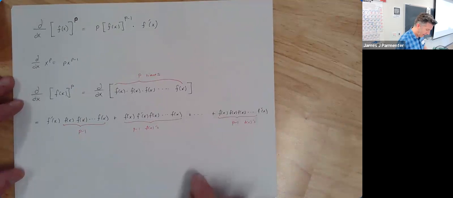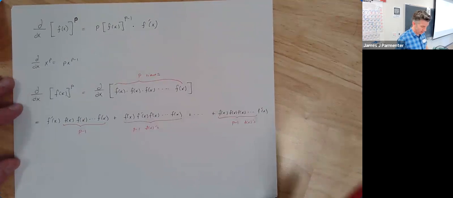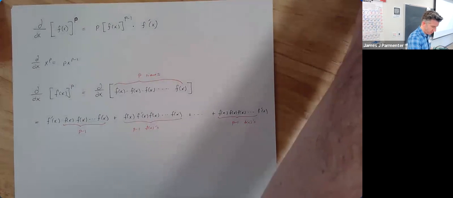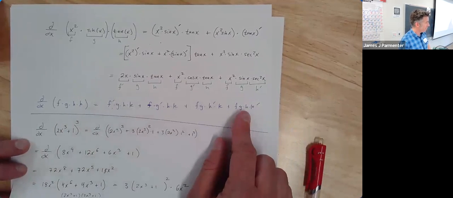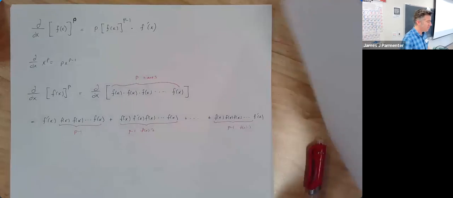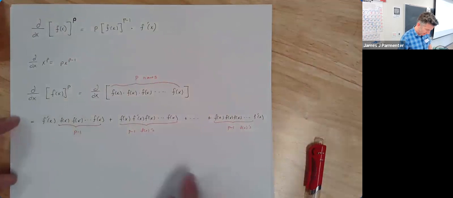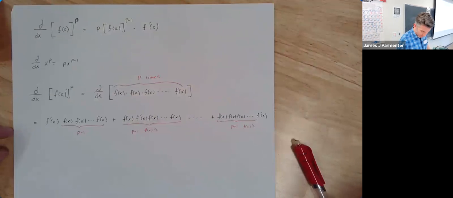Okay, how many things am I adding together? Well, when I did the derivative of a product of 4 things, I added 1, 2, 3, 4 things together. When I did a product of 3 things, I added 1, 2, 3 things together. Whatever the number of things multiplied together is the number of terms we're adding together. So I have 1, 2, 3, p terms.